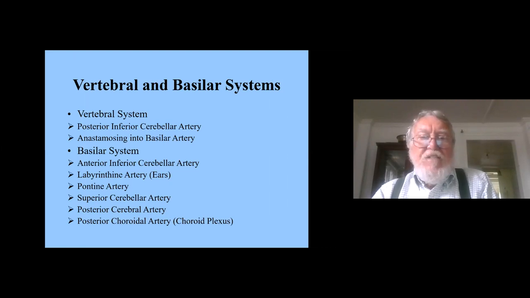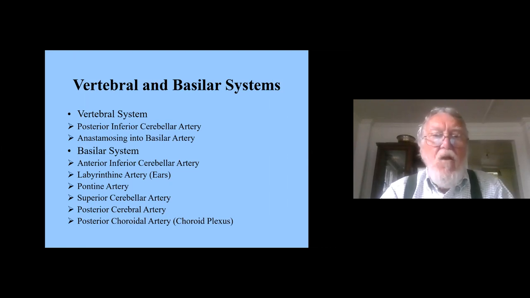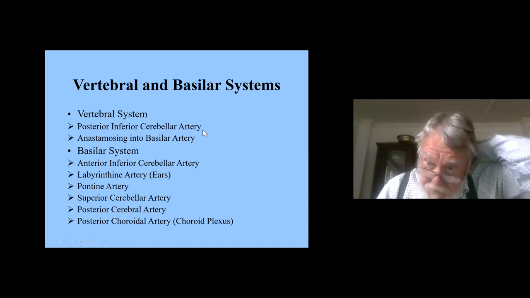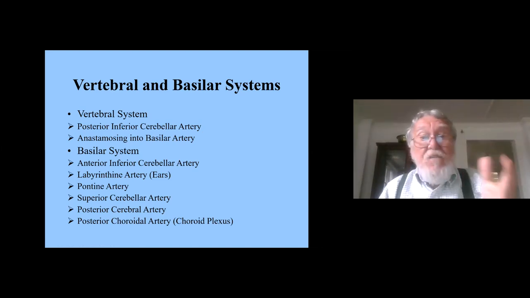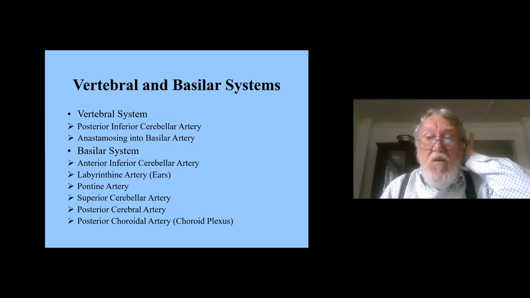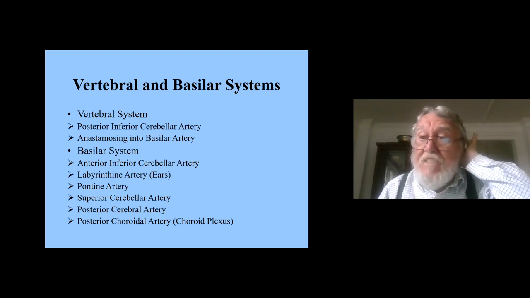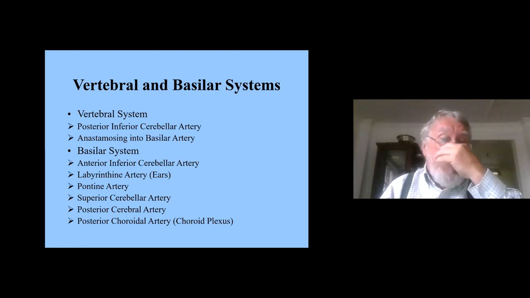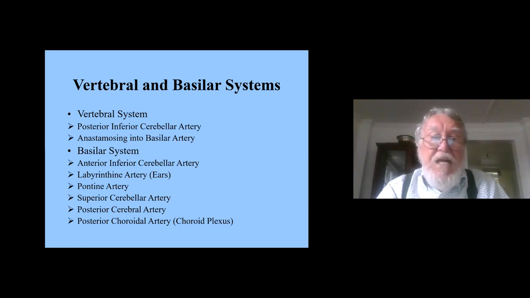And here is the vertebral system. The vertebral system, other than its spinal contribution, will vascularize the posterior inferior cerebellar artery. So if we're thinking that the vertebral system is coming up this way, the first thing it's going to encounter is the cerebellum, and it's going to encounter the inferior surface of the cerebellum and the posterior surface of the cerebellum, hence posterior inferior cerebellar artery, left and right.